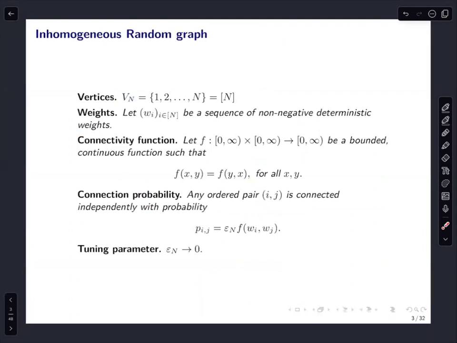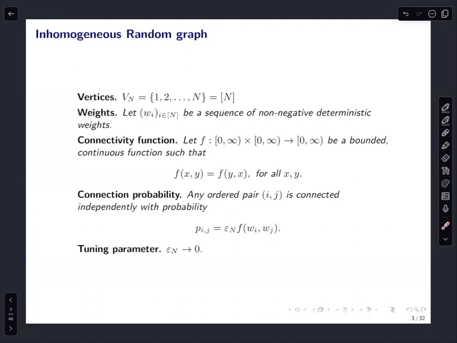This framework will go on throughout my lecture. So I have a set of n vertices, which I denote by Vn, indexed by 1 up to n. And each of the vertices will have a certain deterministic weight. This is a non-negative deterministic weight. I'll briefly mention what happens when I take weights to be random, but I'll come to that later.